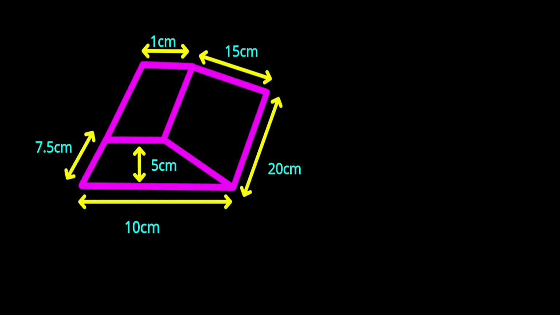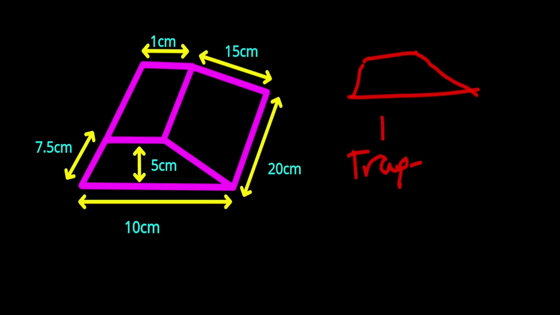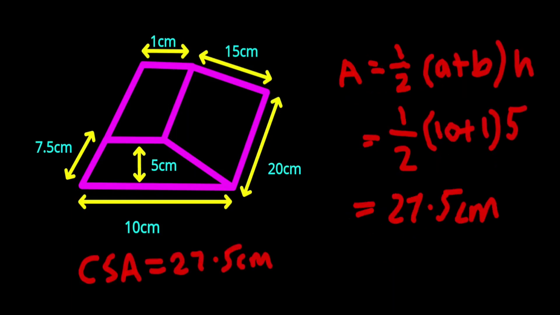This is a trapezoidal prism. And as we already know, we must find the area of this trapezium, and then we times it by the depth. To find the area of this trapezium, you have to use this formula. Half of a plus b times by height.